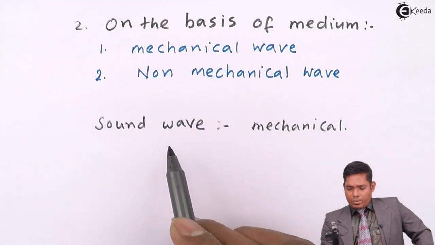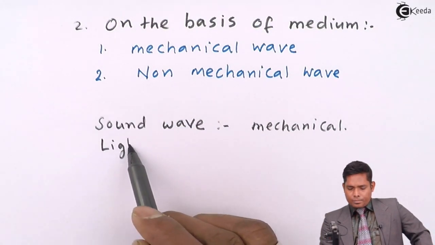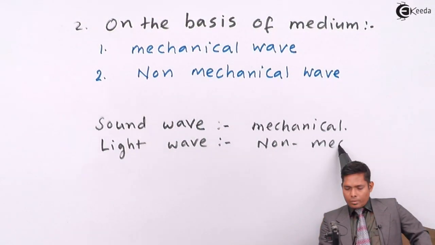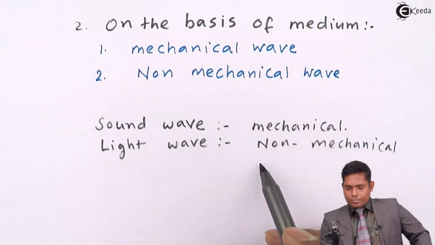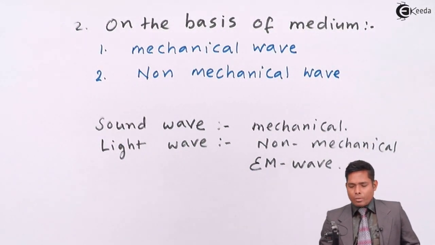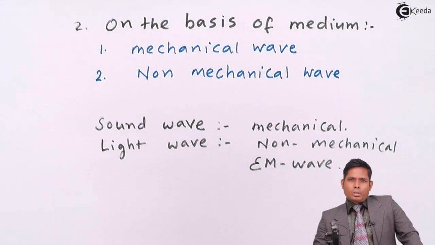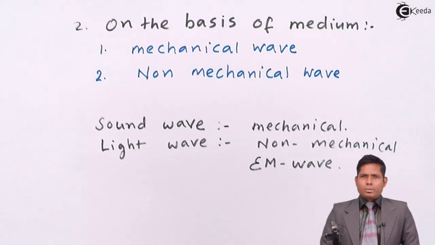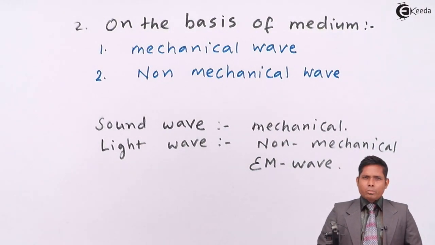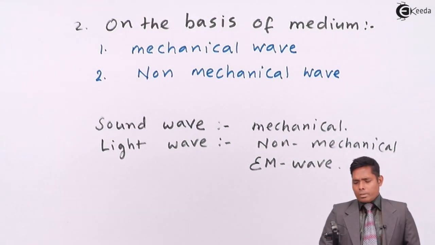If I give you an example of a non-mechanical wave, it is the light wave. We call it an electromagnetic wave. When light travels, it travels in the form of electric and magnetic fields, so it can pass through vacuum also, because light reaches us from the Sun through vacuum. So no medium is required for a light wave to travel. Therefore, light is called a non-mechanical wave, whereas sound is called a mechanical wave.